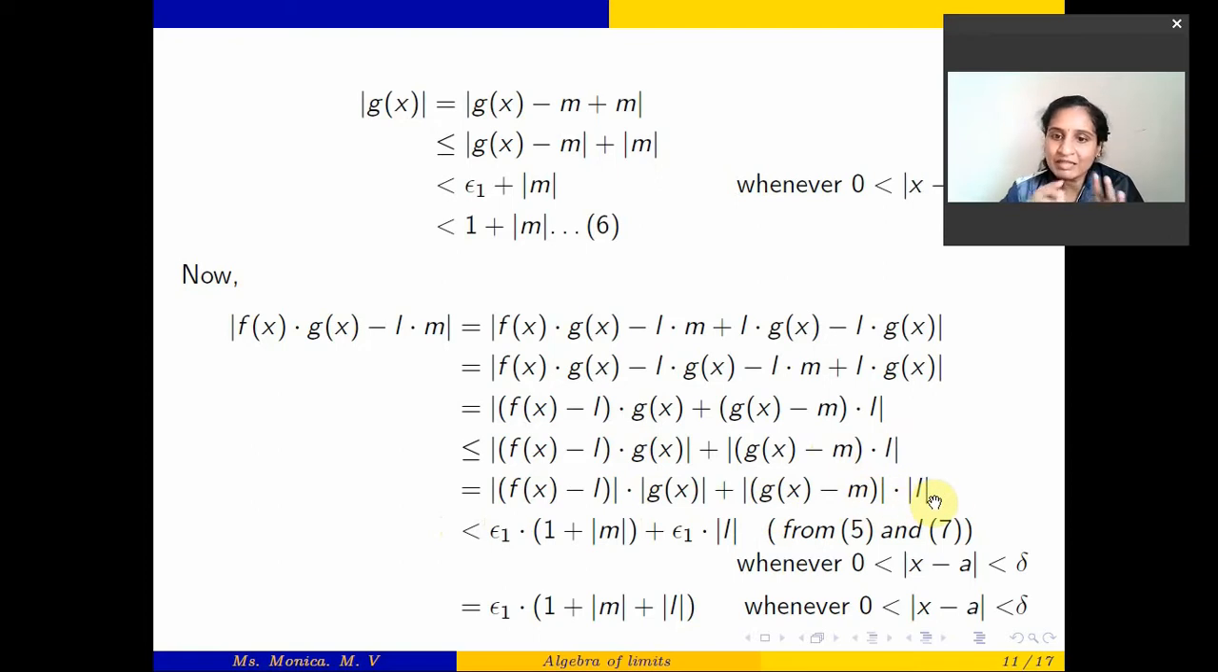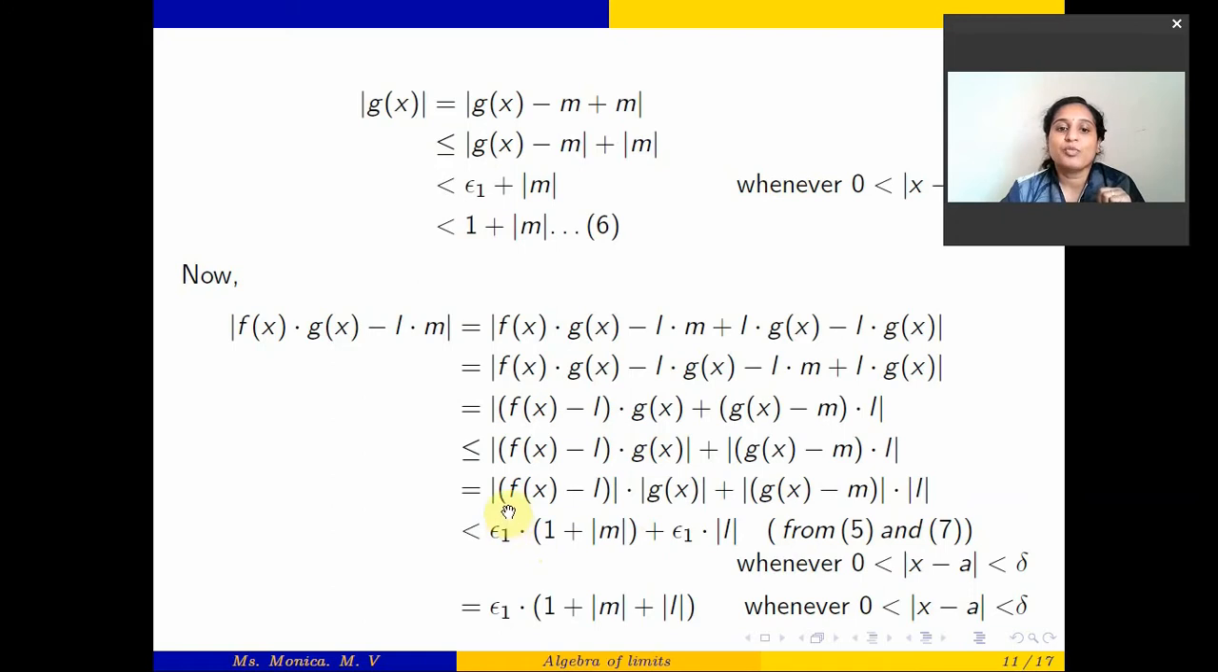With all these terms, now we'll analyze what do we know about all these terms. We know that modulus of f of x minus L is less than epsilon 1 when this condition is satisfied. We also know modulus of g of x minus M is less than epsilon 1 when this condition is satisfied. We also know mod g of x is less than 1 plus mod M when the same condition is satisfied. That is why I picked up modulus of g of x, so that I can substitute for modulus of g of x as less than 1 plus mod M here.